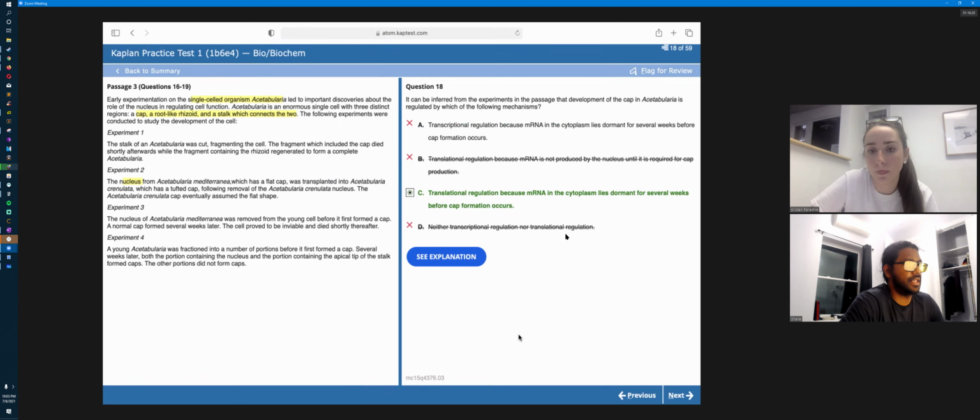Okay. You understand this one over here? That's what I'm trying to read quickly. It can be inferred from... because sometimes I get them right and I'm like, what? It can be inferred from the experiments in the passage that the development of the cap is regulated by which of the following mechanisms? So the development of the cap. So I see that you're between translational and transcriptional regulation. Yes. Why did I narrow it down though?